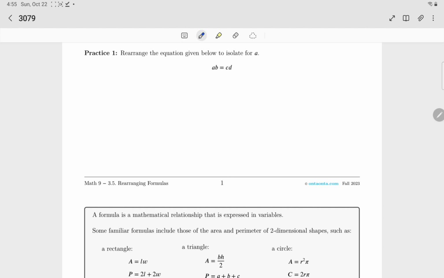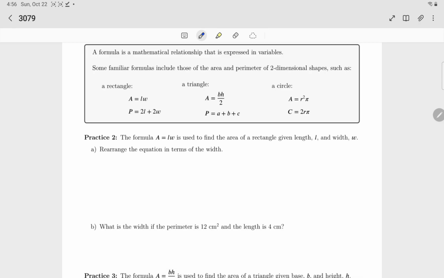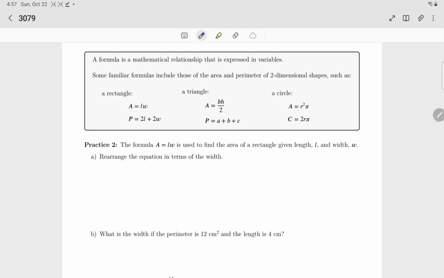Let's look at practice 1. We need to isolate A. A is multiplied by B. All we have to do to isolate A, we need to divide each side by B. This will leave A on the left side and all the other variables on the right side. In this course, we will often work with areas and perimeters.